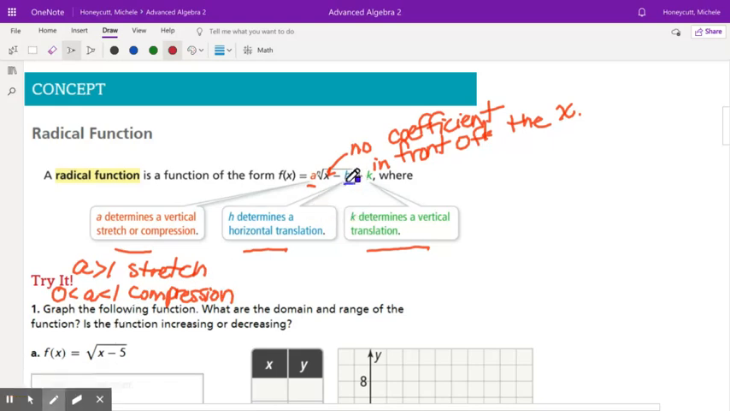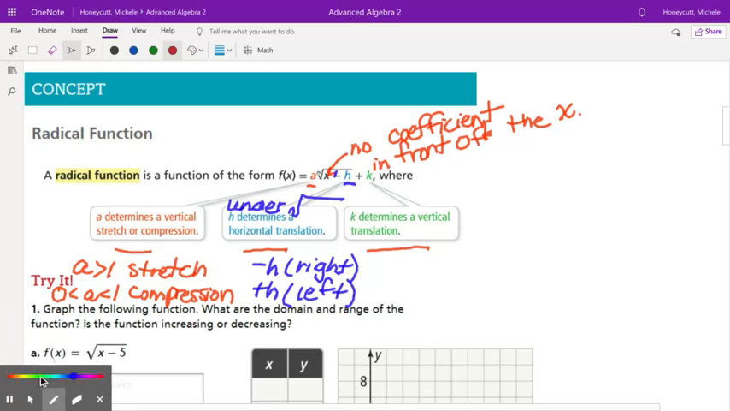The h is our horizontal translation. And notice I have a minus h in the equation. So if you look in the equation and you see minus h, that means you're going to go to the right. That function will be shifted to the right from the parent function. If you see a plus h, and notice the plus h is under the radical, so if you see adding a number under the radical, that's your horizontal translation, the parent function shifts to the left.